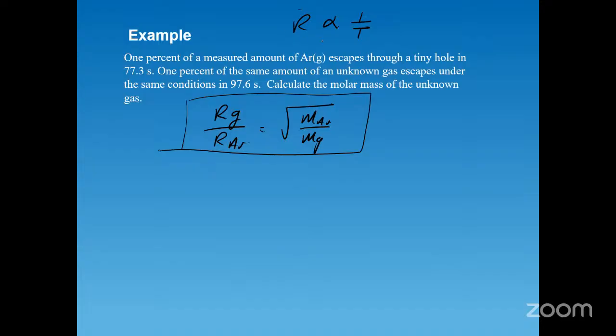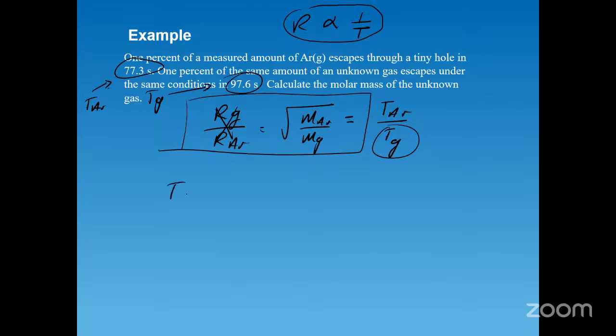Now, based on what I'm saying here, we can also add another term on this side, where the time of diffusion of argon divided by the time of diffusion of the unknown gas would be equal to both of these two terms. So we do not need this anymore because we're given the times here. We're given the time for argon here, and this would be the time of diffusion of the unknown gas. So now we have pretty much everything we need to calculate this.